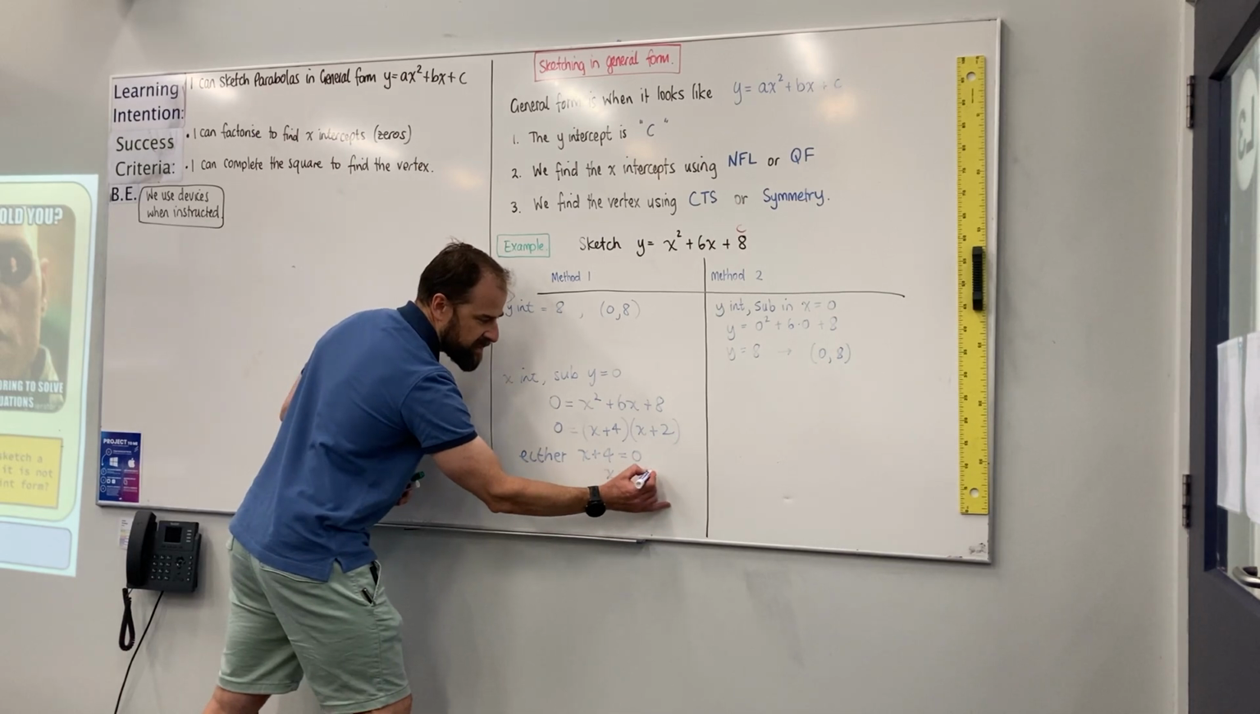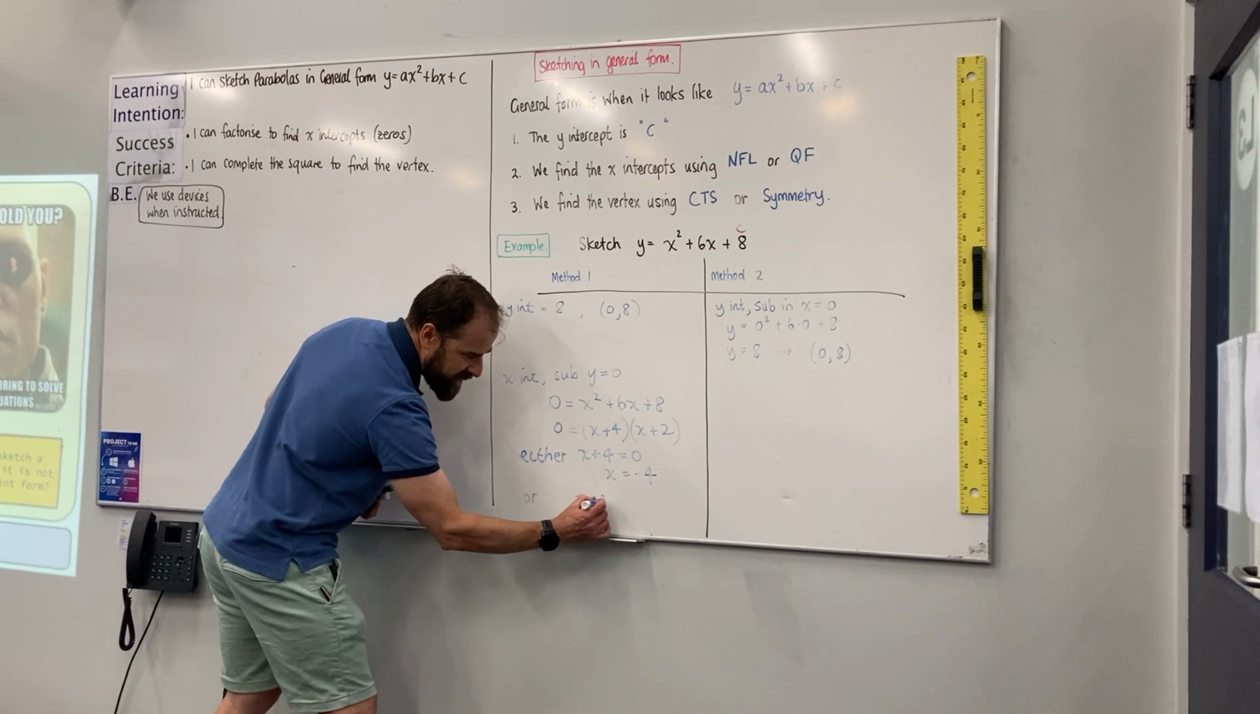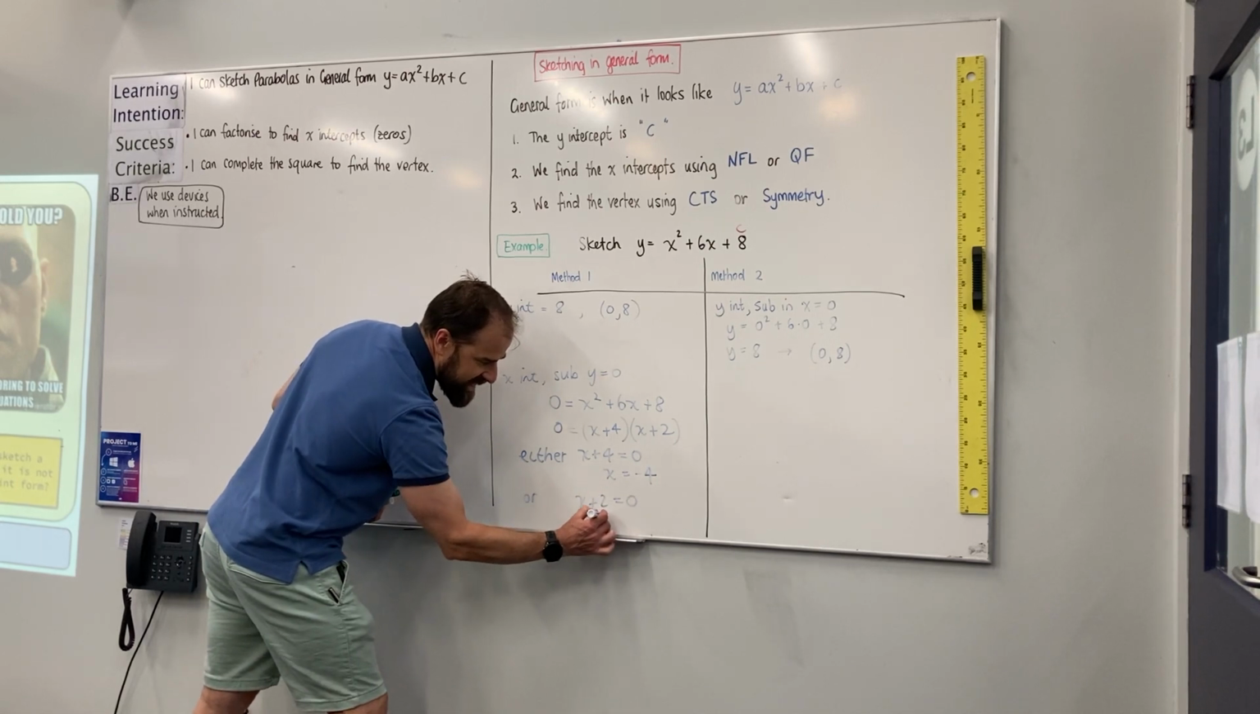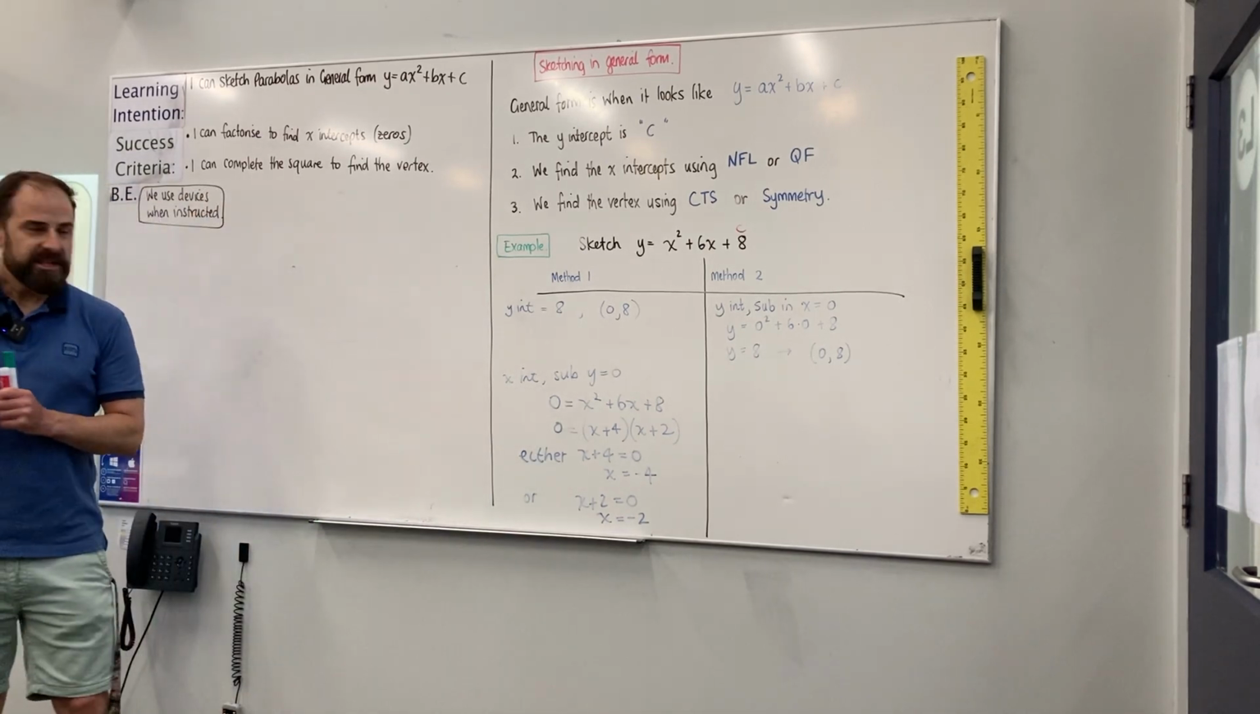Negative 4. Or x plus 2 equals 0, in which case x equals negative 2. So that's method 1.